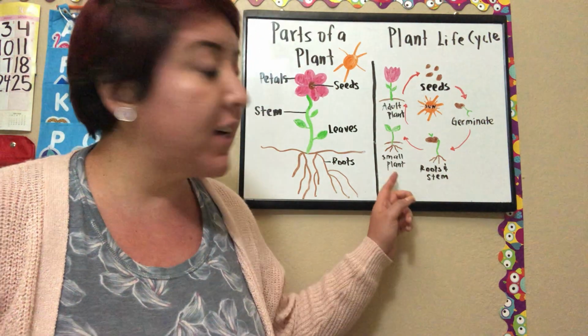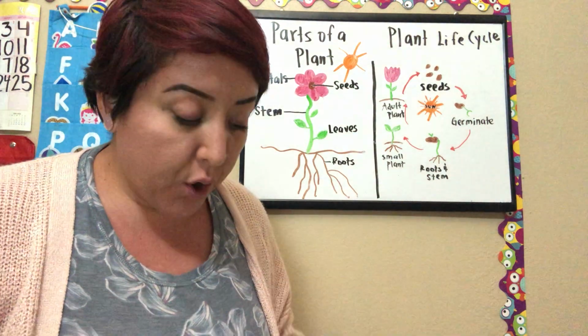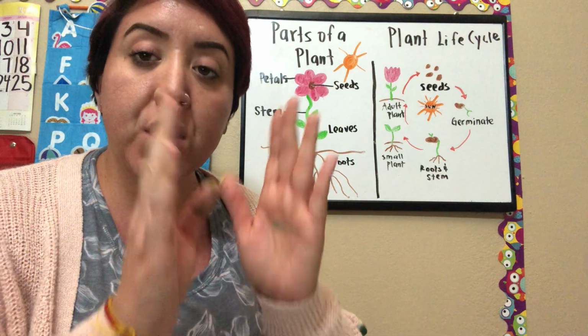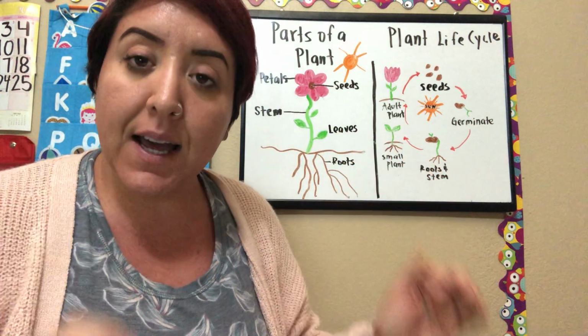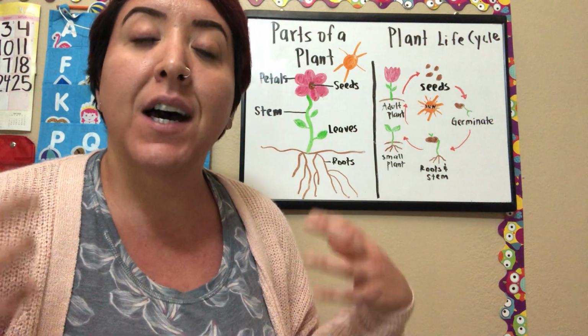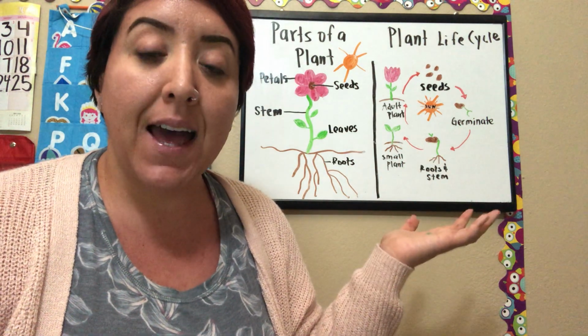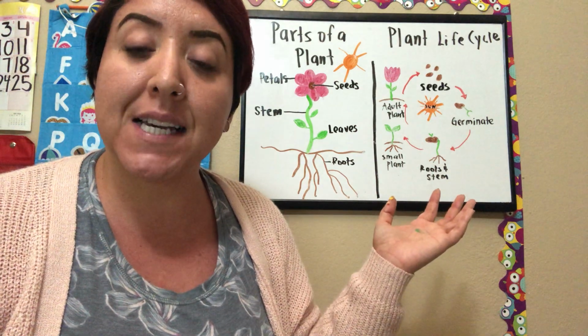After that, we're going to have a small plant or a baby plant. And it's just going to push up past the soil, and it's going to have some leaves. Now our leaves are important because they're what helps our plant absorb the sunlight, and then that is what makes its food.